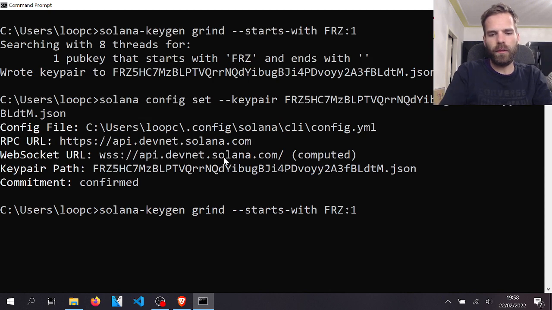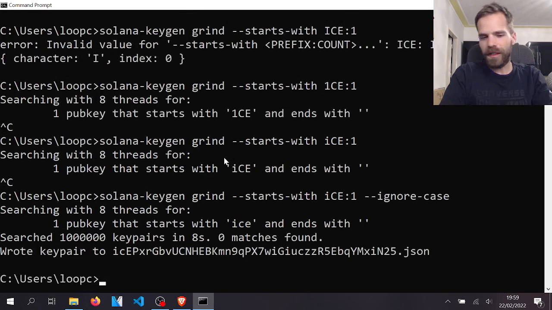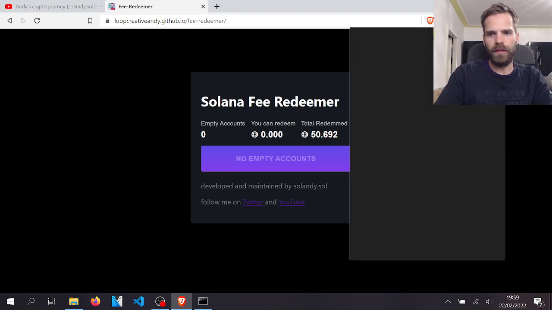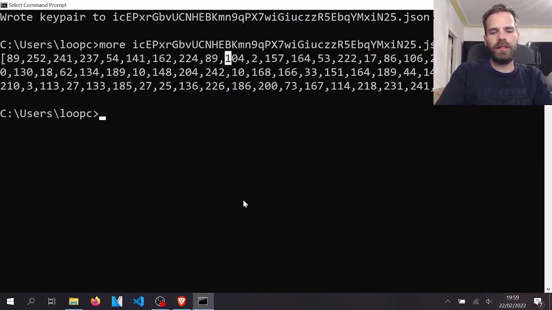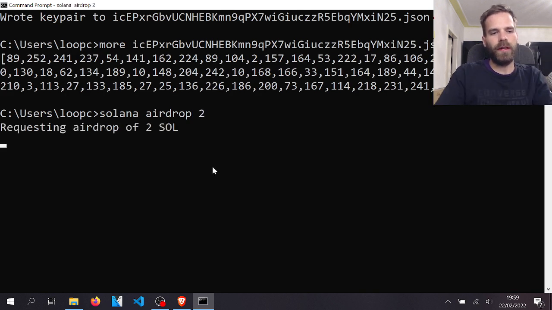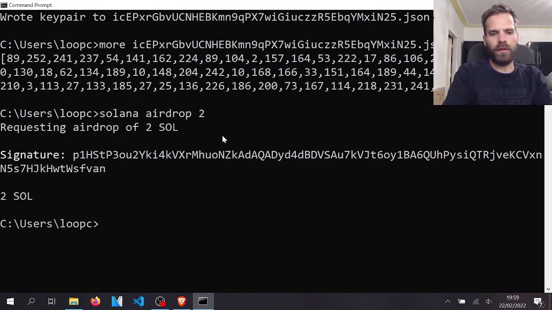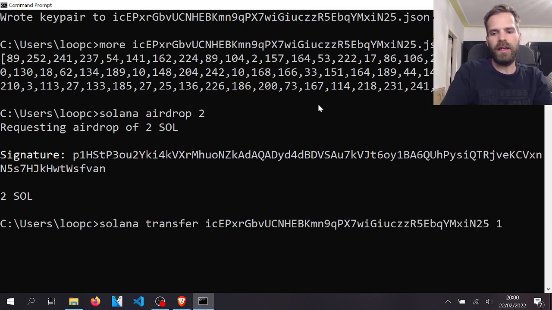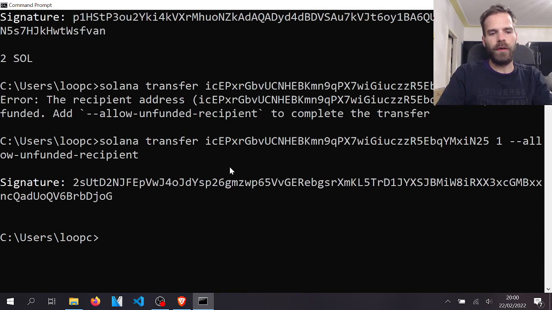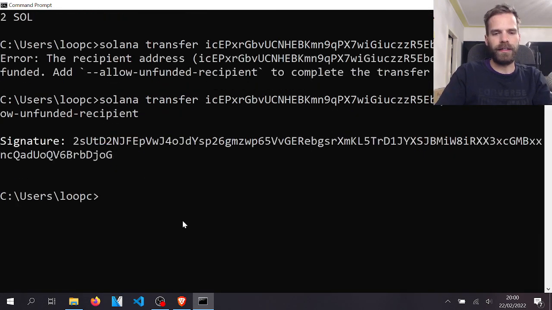Let's get ourselves another wallet. Some starting letters are just easier to find than others. But here we are. We have an ICE wallet. So this one we're gonna put in here. There we go. Then we start with a Solana airdrop to have some funds to play around with. And we also transfer some money to that poor guy. So we both have some money now. We can start to work.